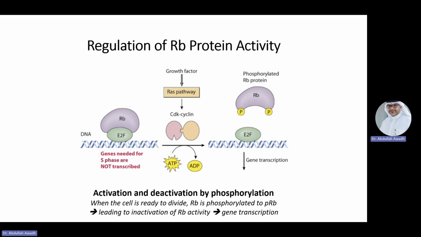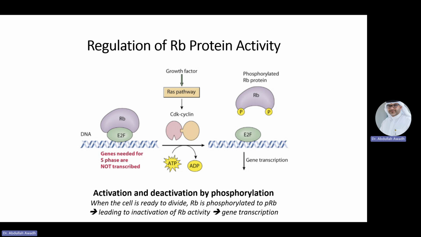All, and there is no damage. There is no damage to the genetic materials. Then RB is phosphorylated to the phosphorylated form, and therefore the transcription can proceed, leading to inactivation of RB activity and therefore gene transcription. Because they are brakes, we need to inactivate them in order to allow the transcription to happen, or derepression, in order to allow activation of the gene transcription for the cell cycle to proceed.